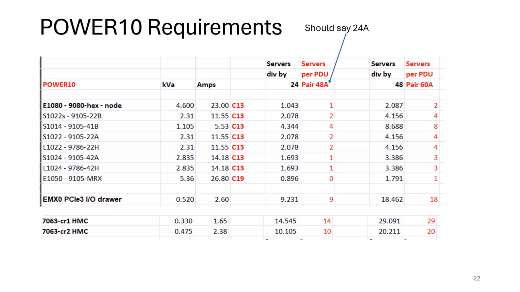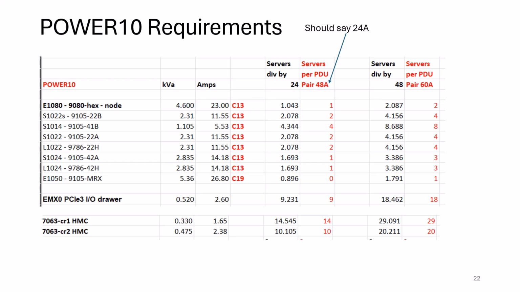The way I keep track of all of this is I maintain a spreadsheet for all of the servers that keeps track of the kVA and the amps, and then I divide the servers by the amperage to figure out how many servers per PDU pair there should be. And this has a typo in it. That should be servers per PDU pair for 24 amps in the first column there, and then the last one is correct with the 60 amps.